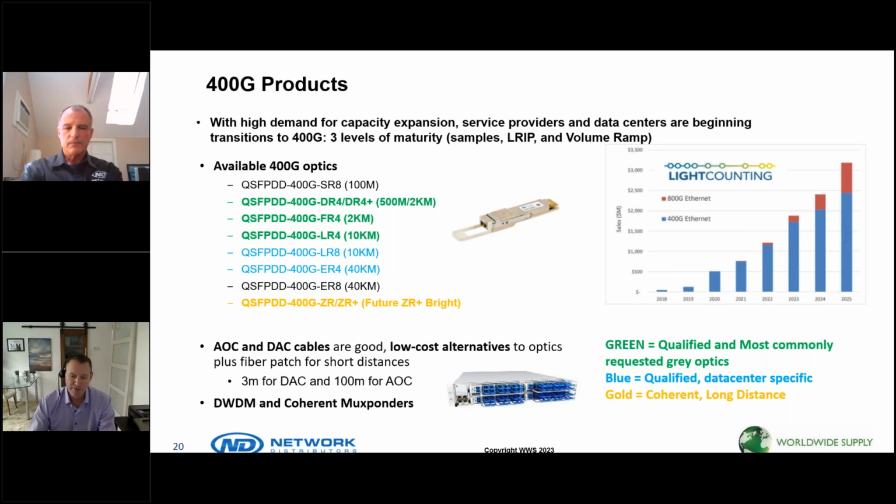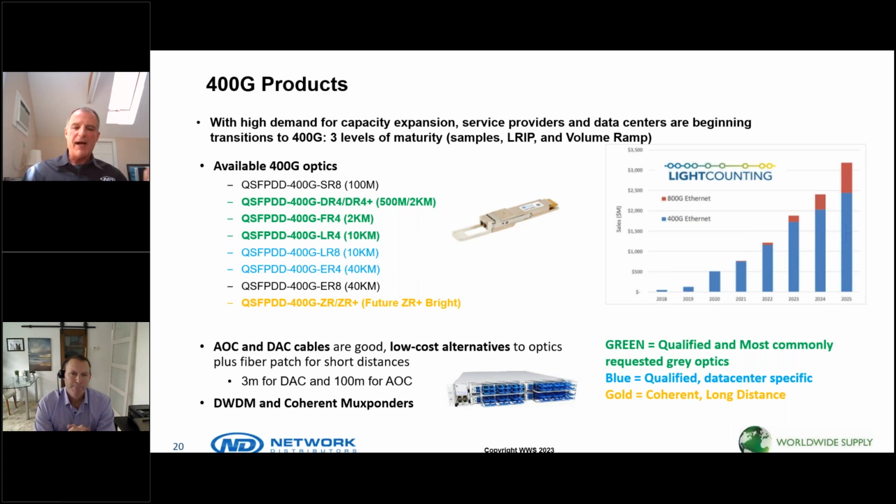The OEMs are delivering on the 400 gig switching platforms, catching up from some of the COVID challenges and the lead time constraints. And so as they catch up, the customers are able to start implementing some of these solutions. What can you highlight for us here on what's available today and what's coming on the 400 gig products?